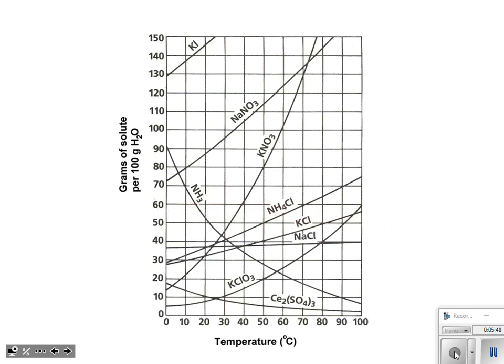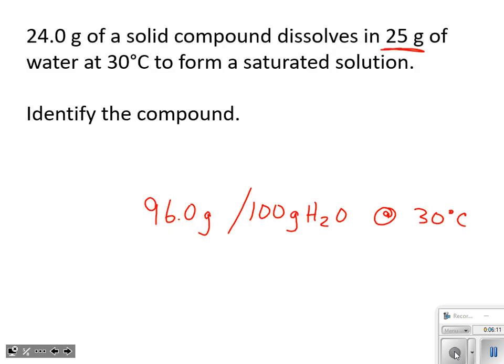So I come to my chart here. 30 degrees Celsius. 96. It's going to put me about right here. So what's that going to be? NaNO3, sodium nitrate. So my answer here is NaNO3. Nice and easy, right?